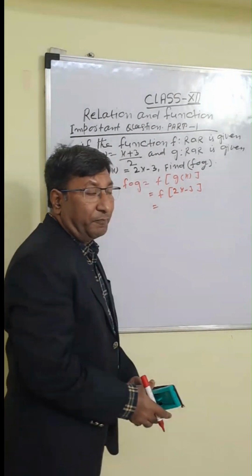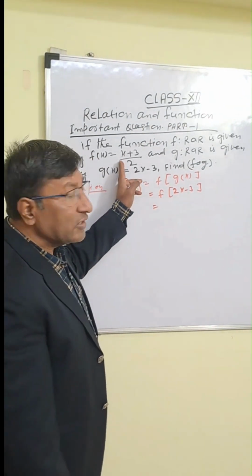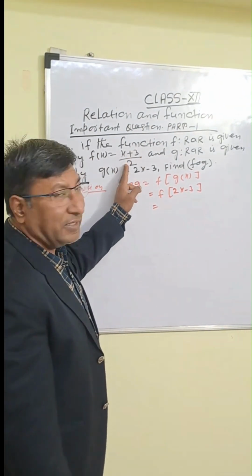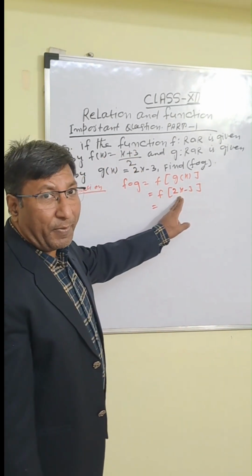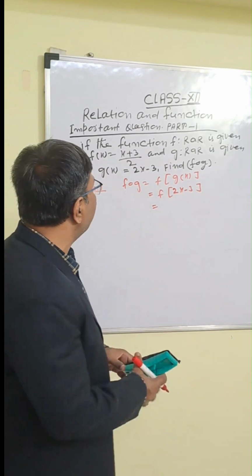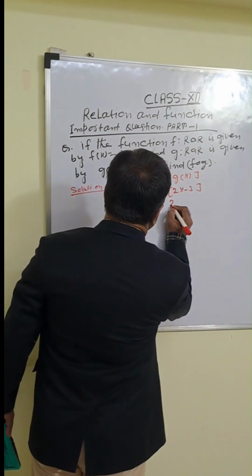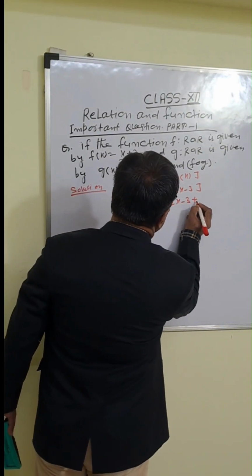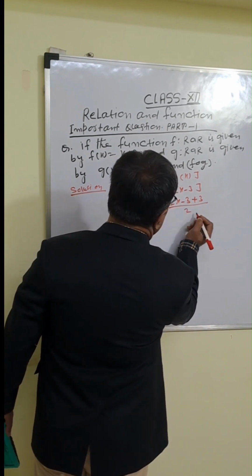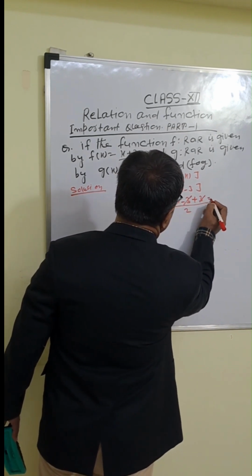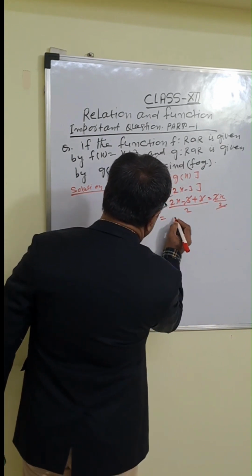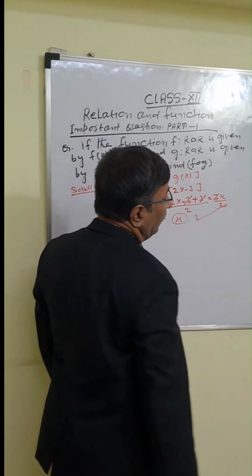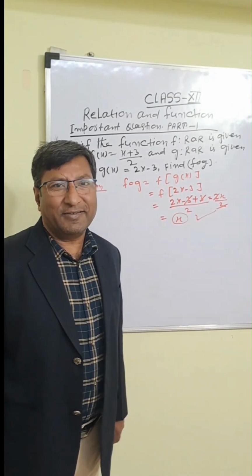Now this is f of x. F of x is given as x plus 3 by 2. So here, in the place of x, we put 2x minus 3. So we can write 2x minus 3 and then plus 3 by 2. So this 3 and 3 cancel. You will get 2x by 2. 2 and 2 cancel. So our correct answer is x.